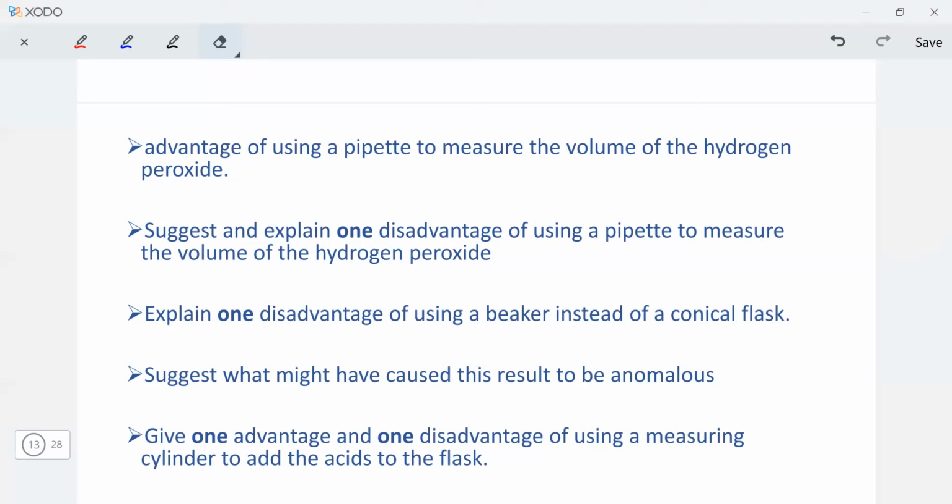Explain one disadvantage of using a beaker instead of a conical flask. The beaker is difficult to swirl. The conical flask is better because I can swirl it more easily.